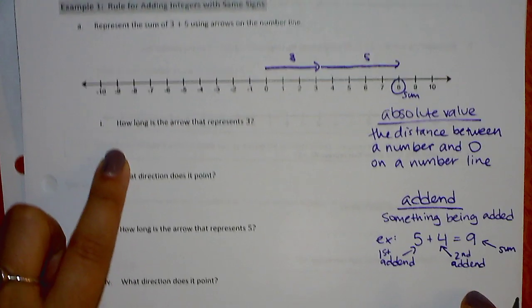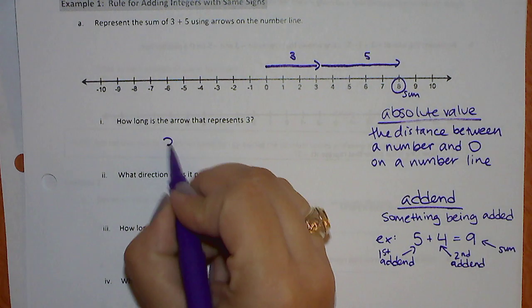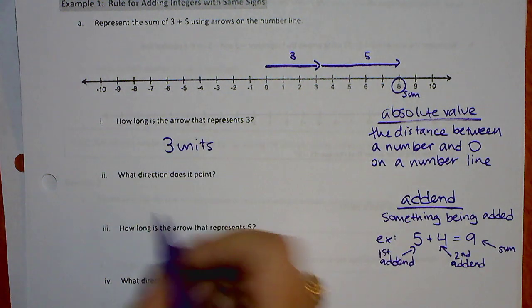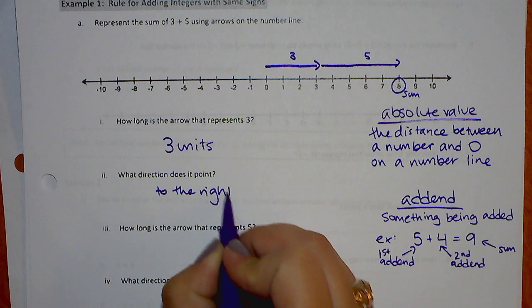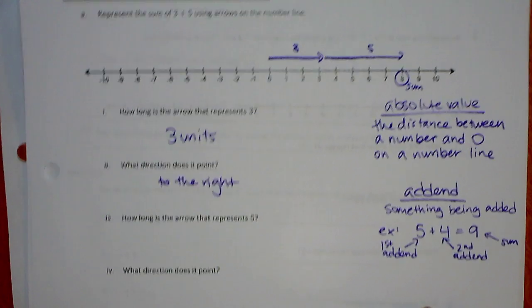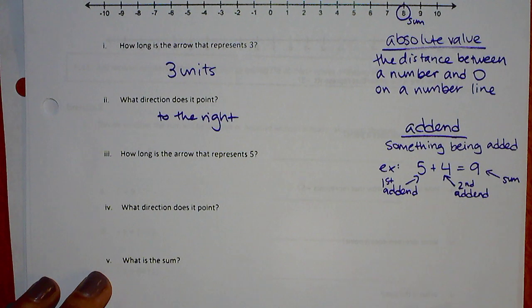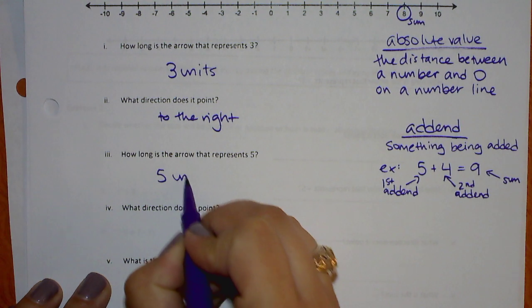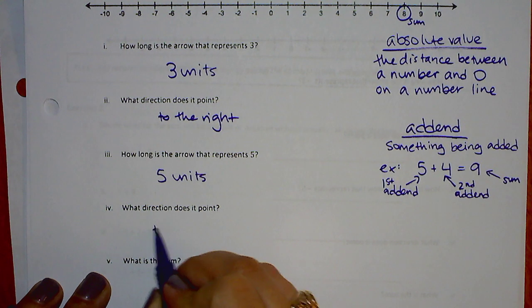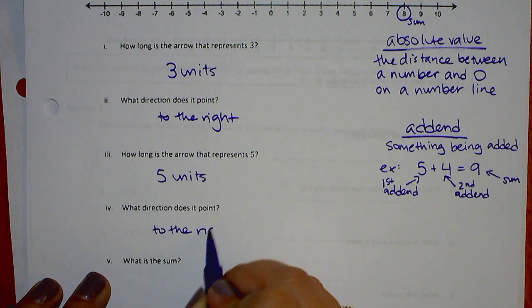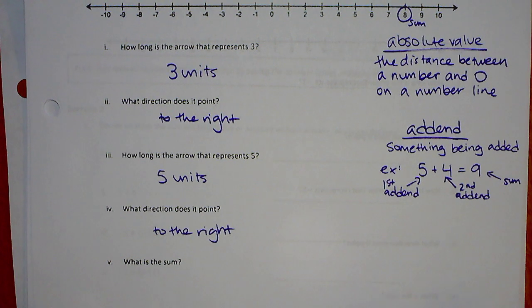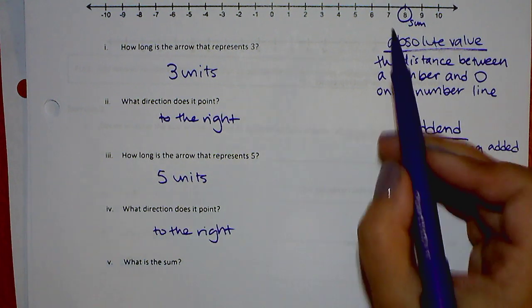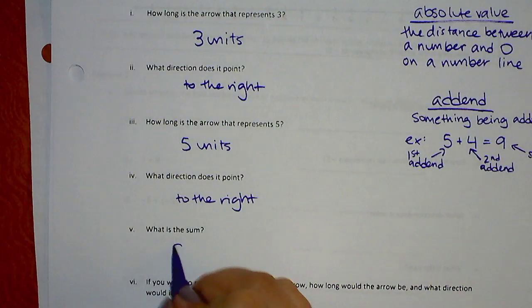The arrow that represents 3 is 3 units long, and it goes to the right because it's positive. The arrow that represents 5 is 5 units long, and it goes to the right because it's also positive. What was the sum that we found? If we look, our sum was 8.